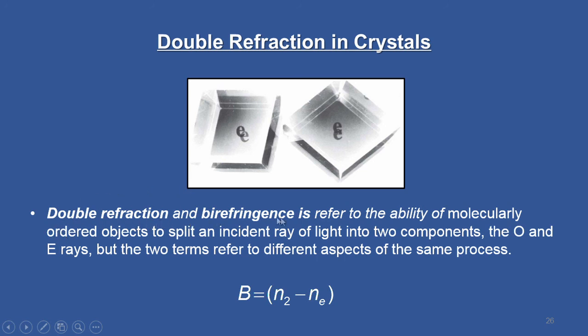Double refraction and birefringence refer to the ability of molecularly ordered objects to split an incident ray of light into two components, the O and E rays, that is ordinary and extraordinary rays. But the two terms refer to different aspects of the same process. B, that is birefringence, is equal to Ne minus No, the difference between these two refractive indices.